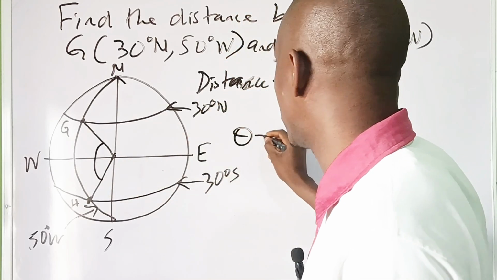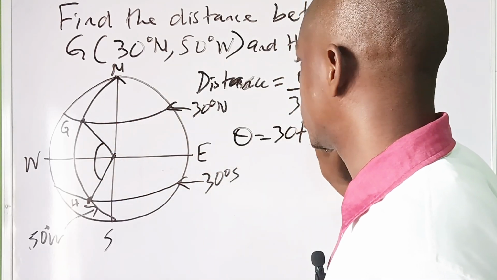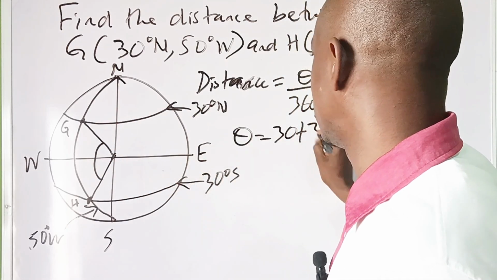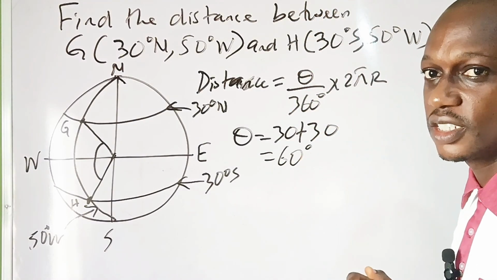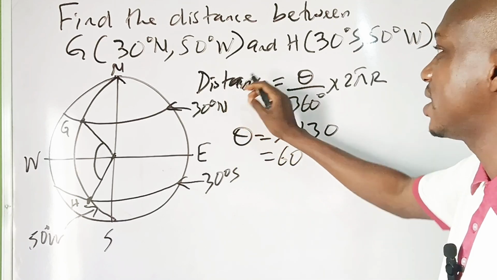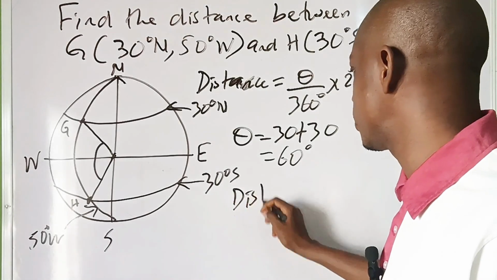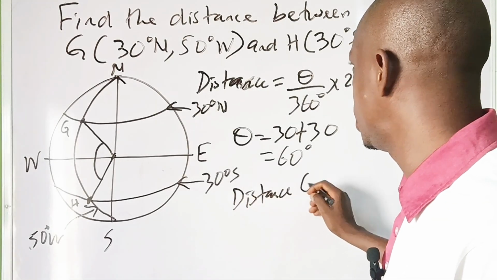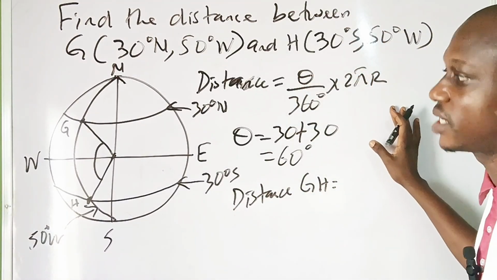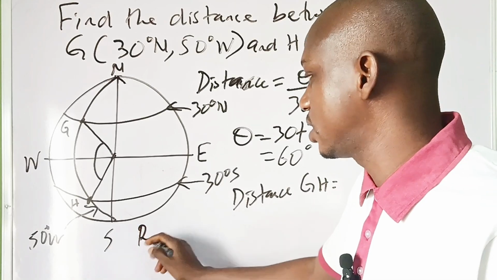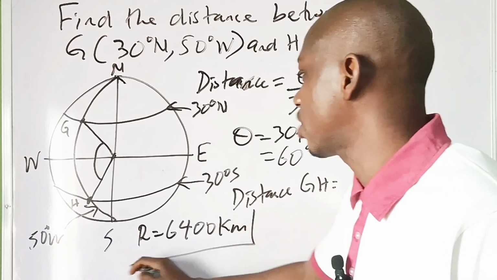So our theta, which is the angular distance, will be equal to: from here to here is 30, so 30 plus another 30. That will give us 60 degrees. That's our theta. So now calculate the distance GH. Mind you, this is the radius of the earth and it's constant. The radius of the earth is always 6,400 kilometers. It's a constant.